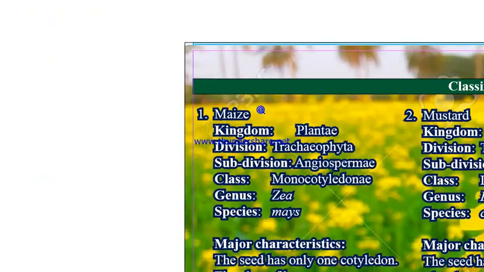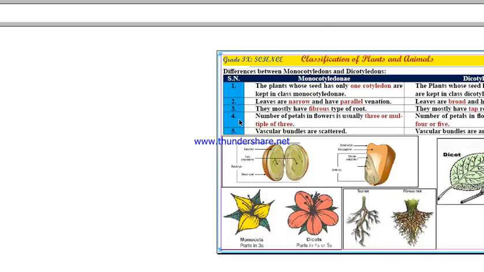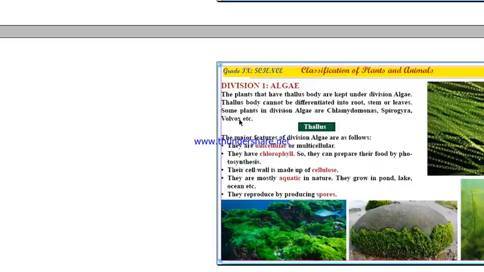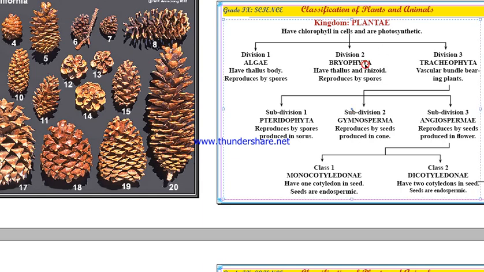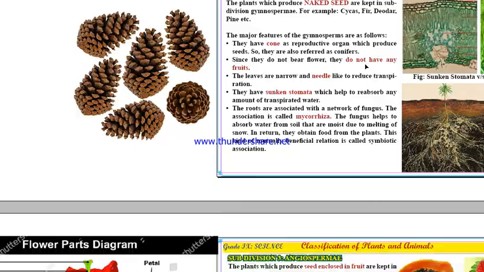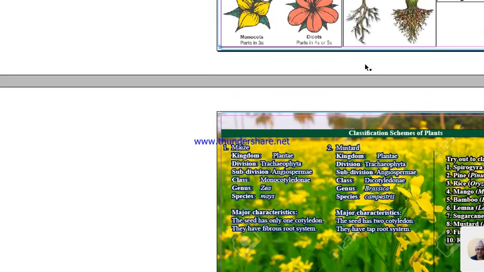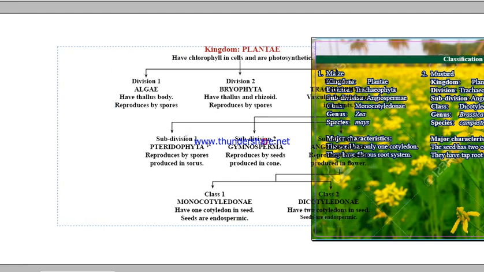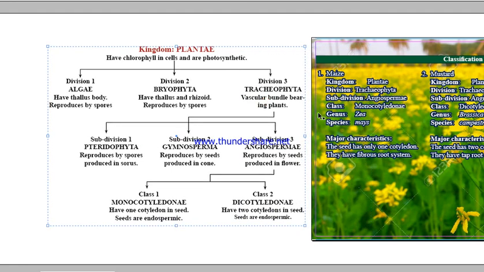There are 3 divisions. Let me copy the classification scheme once again. That will make it even clearer. Okay, let me copy this. Control C. Okay, here you can see kingdom Plantae has 3 divisions: algae, bryophyta and tracheophyta.